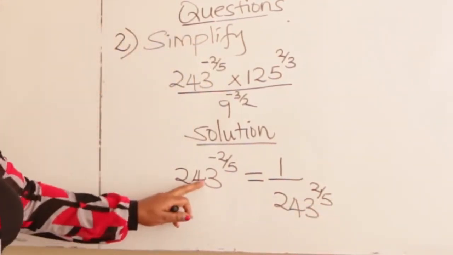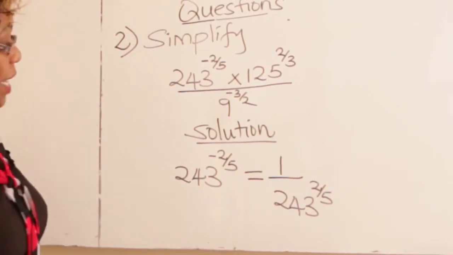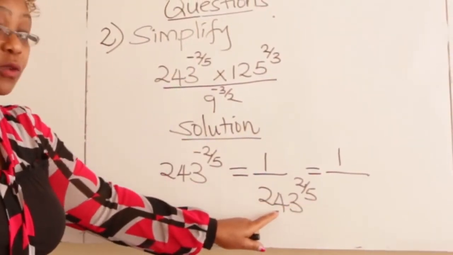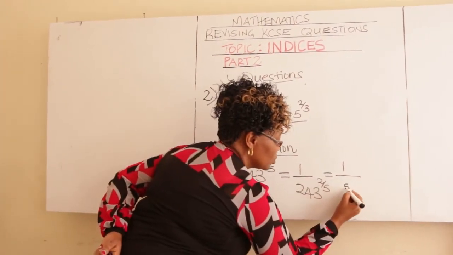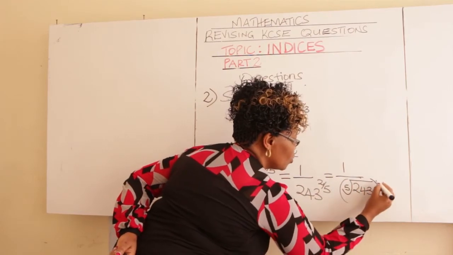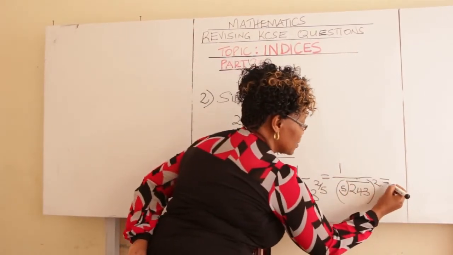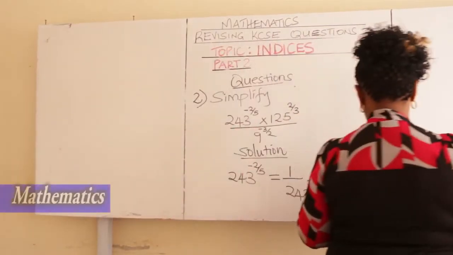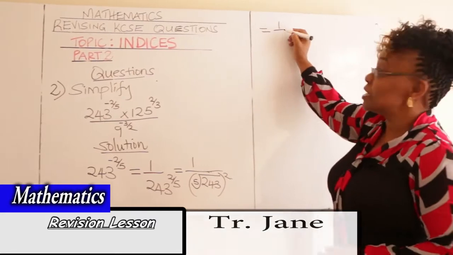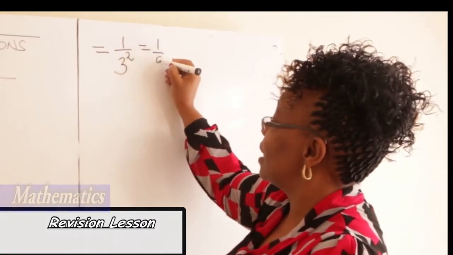Remember that. Any number raised to a negative power is the same as 1 over the number, but now raised to a positive power. So from here, you say this is 1 over, we dealt with this, the fifth root of 243 squared. So the fifth root of 243, and then you square. This gives us 1 over, the fifth root of 243 is 3, squared. And so this is 1 over 9.